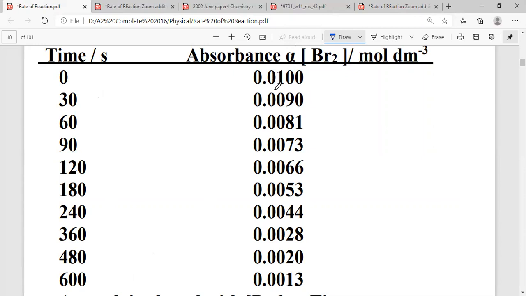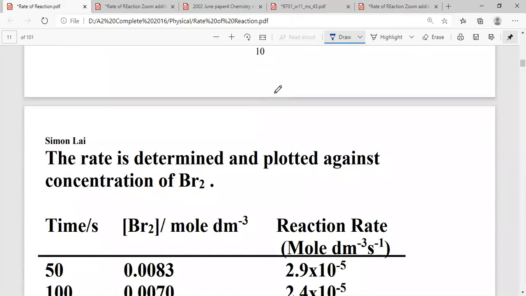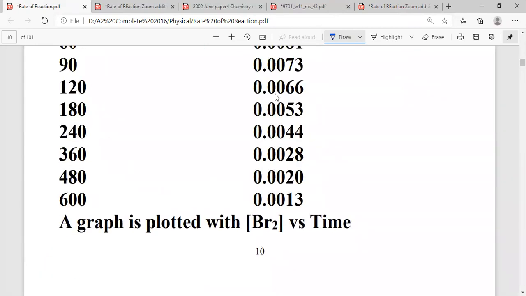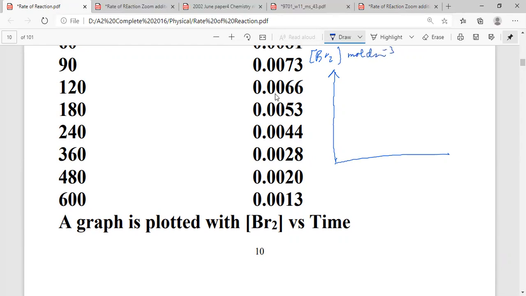Of course, now you can plot a graph. So a graph is plotted with what? Concentration. A graph like that is plotted. Here is the concentration of bromine, in terms of absorbance, in mole per dm cubed, from the absorbance value.